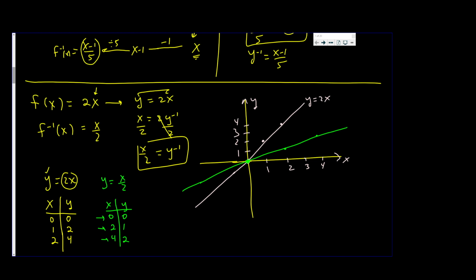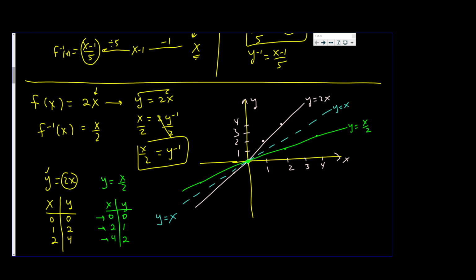Now, if you consider the line y equals x, if you consider this line, y equals x, the green and blue and the pink lines are mirror images across that blue line. Y is equal to x. Y over here is x over 2.